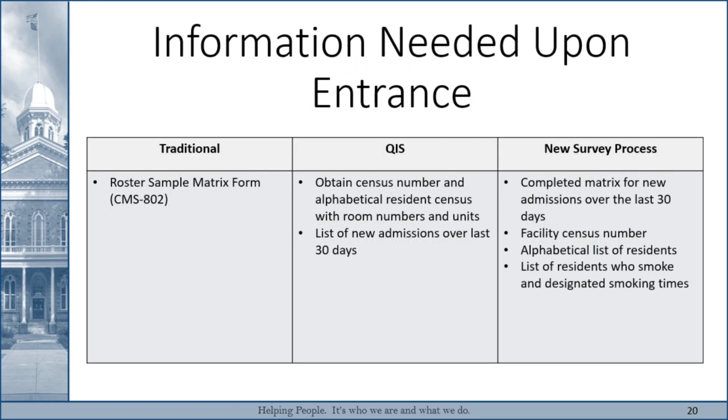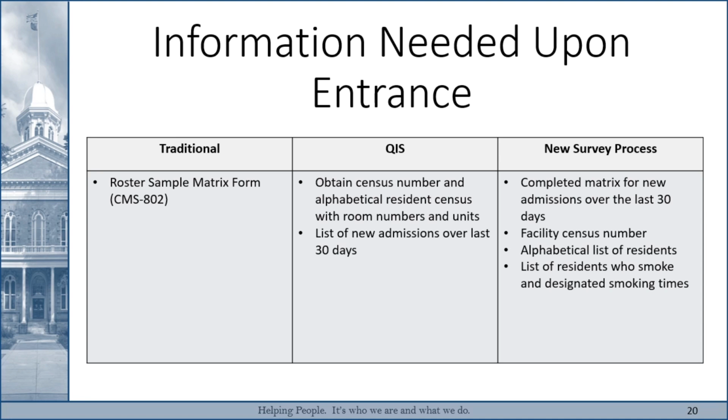Similar to the other processes, there will be information requests immediately upon entering the facility, which we'll discuss in detail later. With the traditional survey process, a roster sample matrix form was provided to be completed and given back to the survey team by the administrator. With the QIS survey method, they obtained the census number, an alphabetical resident census with room numbers and units, and a list of new admissions over the last 30 days.